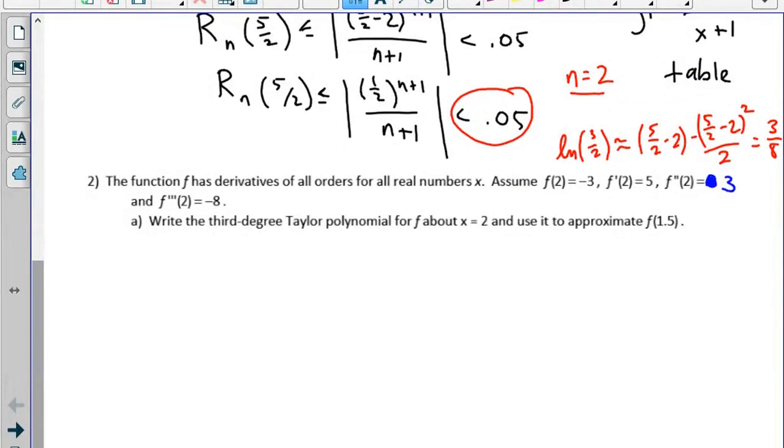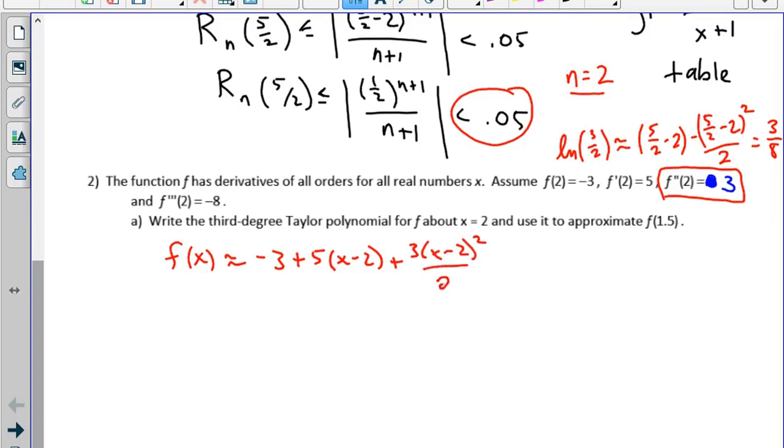Problem 2. Function f has derivatives at those values. Notice that f prime of 2 equals 3. So write the third degree Taylor polynomial for f about x equals 2 and use it to approximate f of 1.5. So f of x is approximately negative 3 plus 5 times x minus 2 plus 3 times x minus 2 squared over 2 factorial minus 8 times x minus 2 cubed over 3 factorial. So if I substitute in 1.5, I will get negative 4.958.